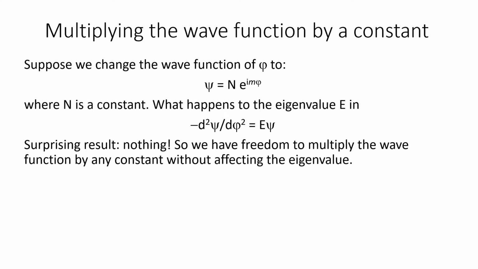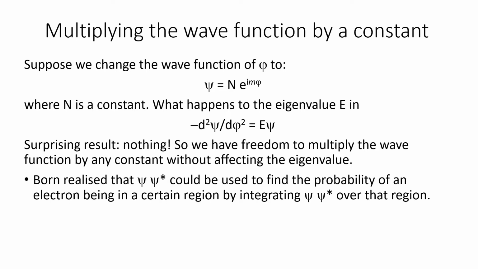But it's also tremendously useful because it gives us kind of a handle. It gives us some freedom. We can multiply the wave function by anything we like without affecting its eigenvalue. So we can actually make good use of this. And there's one particular context where you can make real use of this, and this is going back to Born. Because this whole thing about psi multiplied by the complex conjugate, psi star, is giving you a real function, the point is that you can use this product to work out the probability of finding an electron in a certain region.